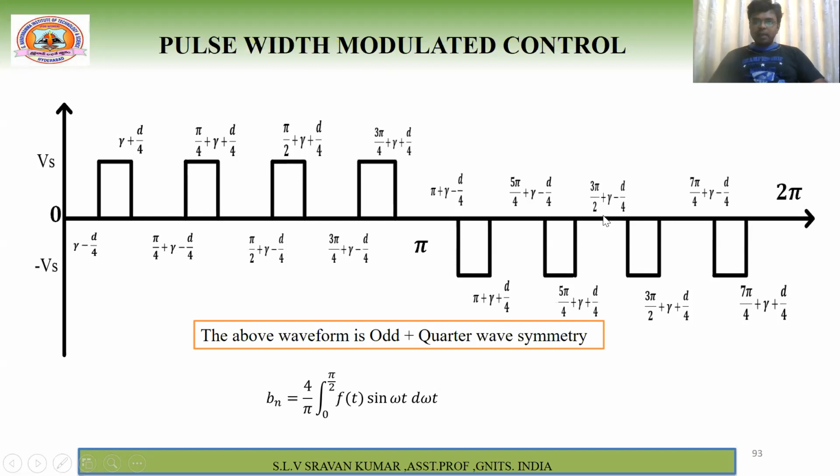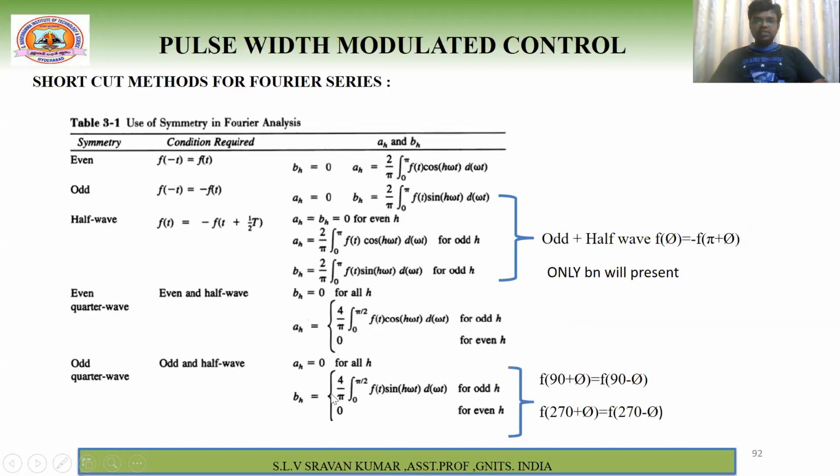Next, again, this is 3 pi by 2. So this is 3 pi by 2 minus theta, and this is 3 pi by 2 plus theta. Because both conditions are satisfied, we can say that this waveform is odd plus quarter wave symmetry. For odd plus quarter wave symmetry, just now we discussed that Bn is equal to 4 by pi, integral 0 to pi by 2, f of t sine n omega t d omega t. For odd plus half wave, what happens? 2 by pi and 0 to pi. So that is the difference.